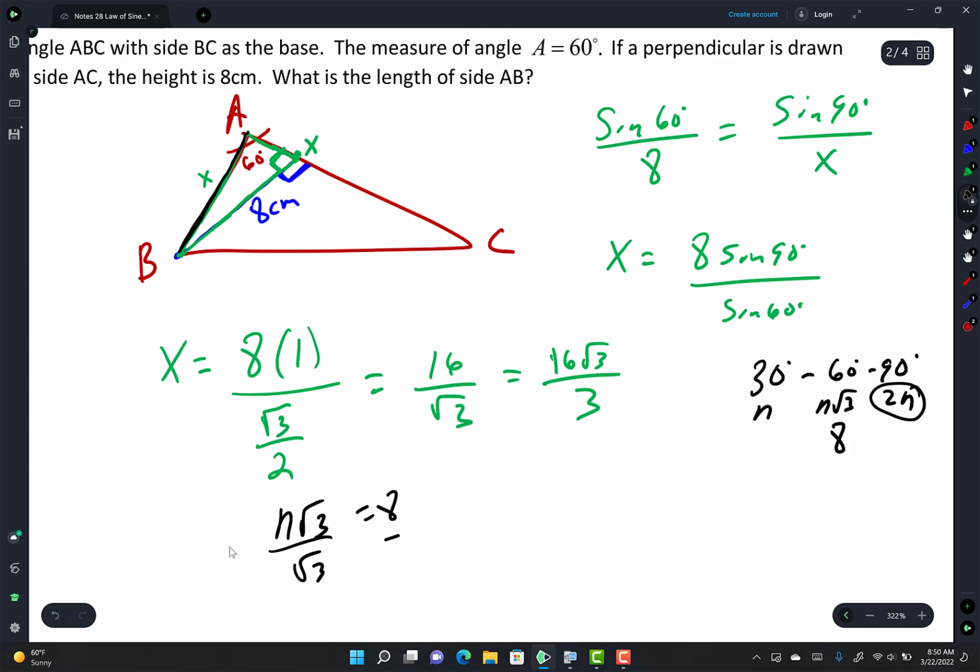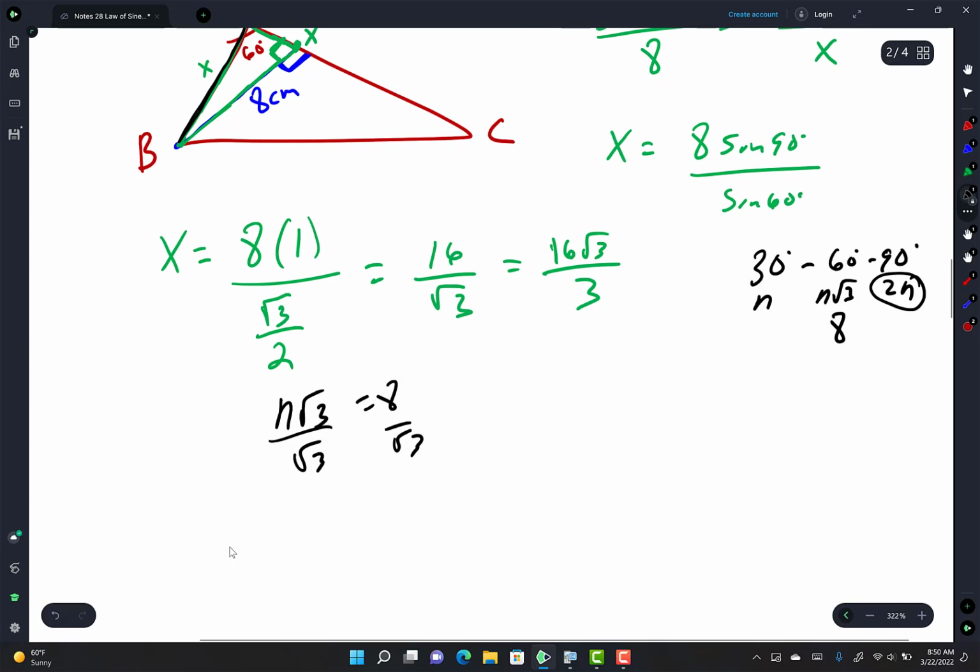Divide by square root of 3, divide by square root of 3. So little n is 8 over square root of 3, but that's not what I want. I want 2n. So if I want 2n, all I got to do is multiply 8 over square root of 3 by 2. So 8 over square root of 3 times 2. And I guess I should have put the 2 in the front, right? To be consistent with 2 times n. 16 over square root of 3.